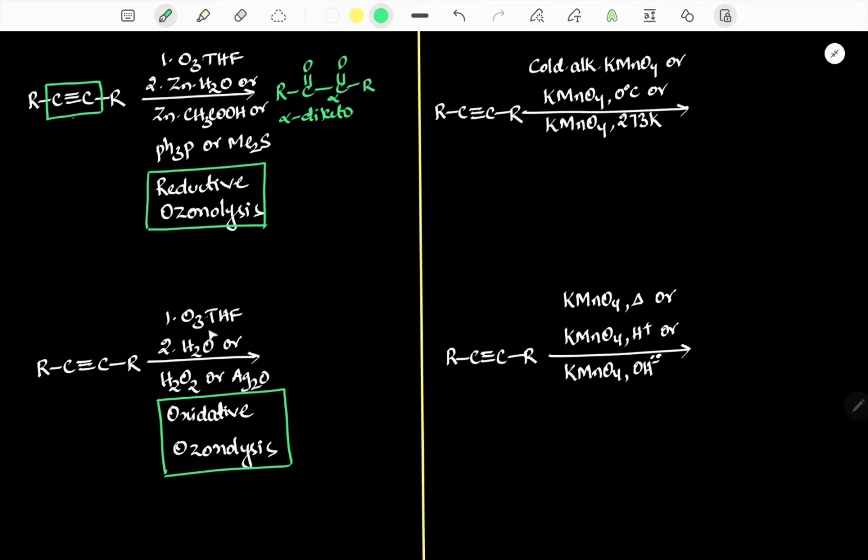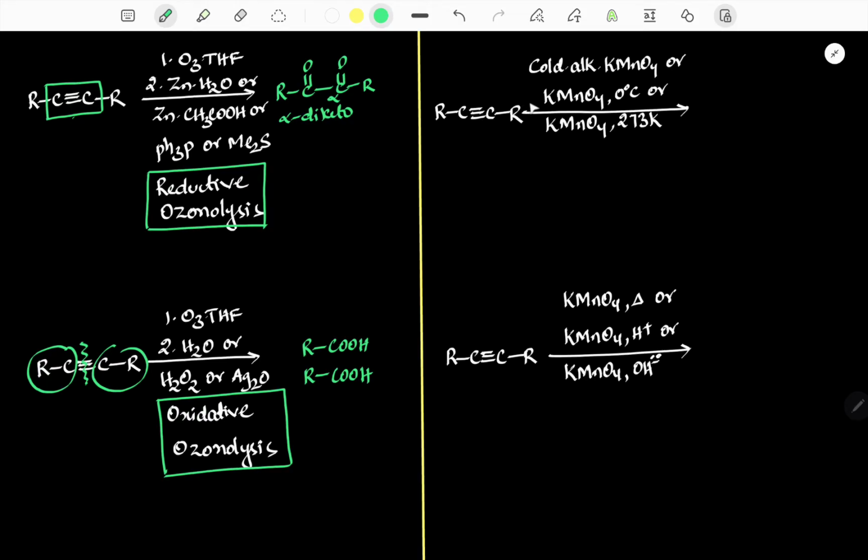When the same alkyne is treated with ozone followed by H2O, H2O2, Ag2O, it is known as oxidative ozonolysis. In oxidative ozonolysis, we have to break the triple bond completely, and both molecules will be converted into carboxylic acids.